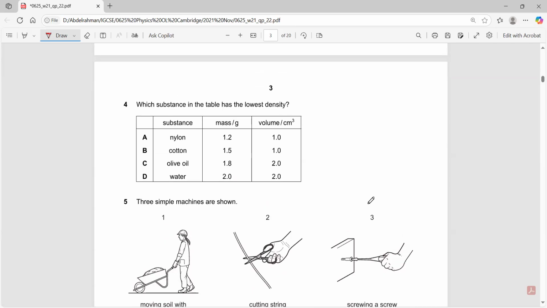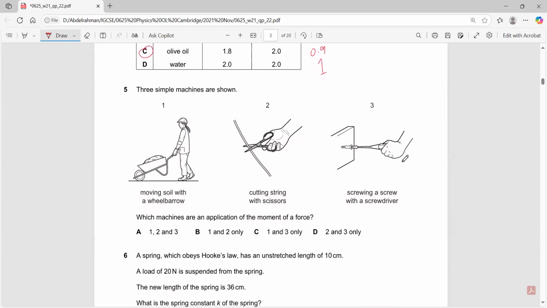Which substance has the lowest density? Density equals mass over volume. So for example, 1.2 over 1, this is 1.2, 1.5 over 1, this is 1.5, 1.8 over 2 is 0.9, 2 over 2 is 1, so the least density would be C.